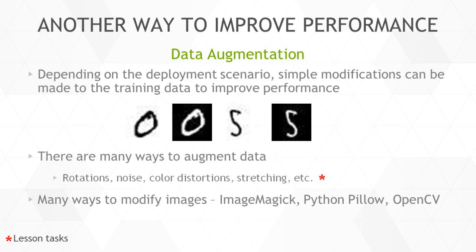But there are other ways to augment the data and improve it, and I mentioned this in the previous slide. I did mirroring. You can do rotations to your data. You can apply noise. You can do stretching, color distortions, and there are a lot of easy ways to do this. You could use ImageMagick. You could use Pillow. You can use OpenCV. There are a lot of tools out there to help you do this quickly if you need to, or if you want to test it out as well.